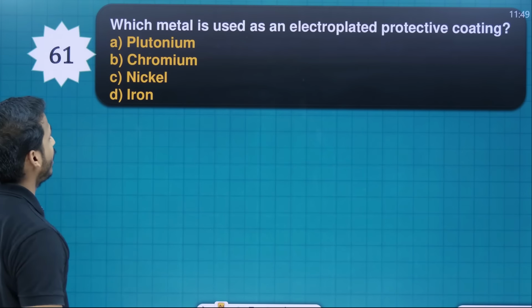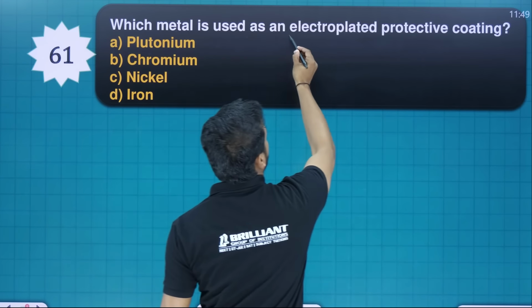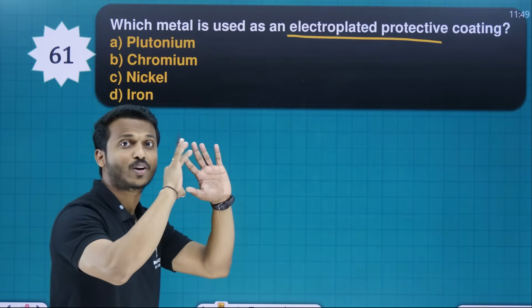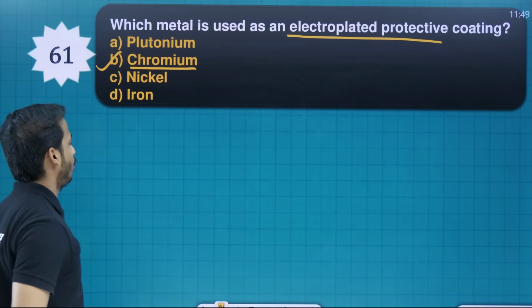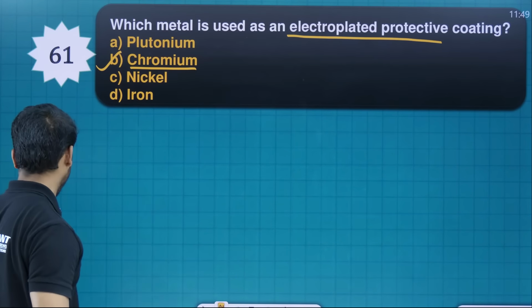Next one, which metal is used as an electroplated protective coating? Electroplating, where we are using chromium. Chromium is the metal we are using for electroplating.